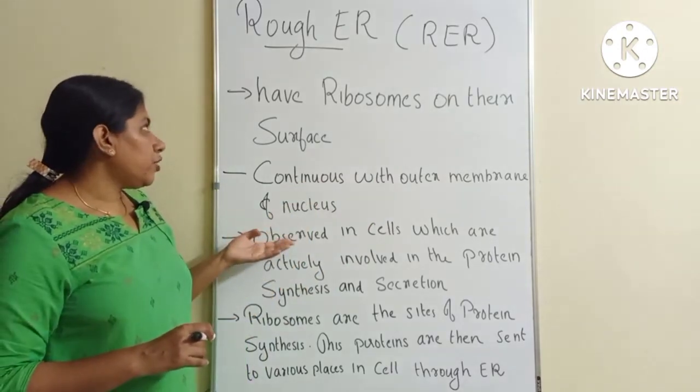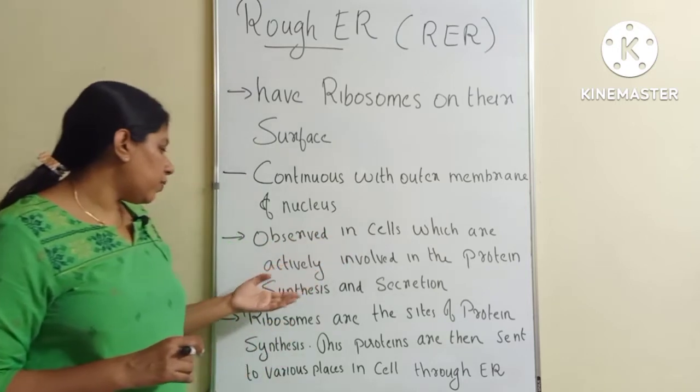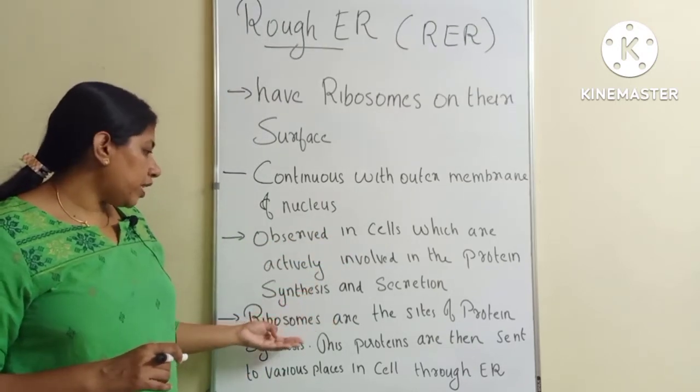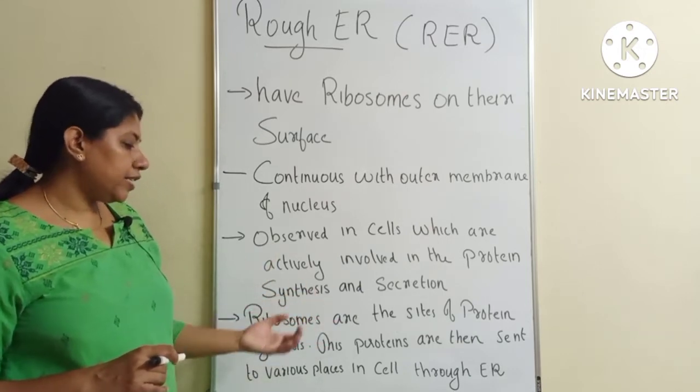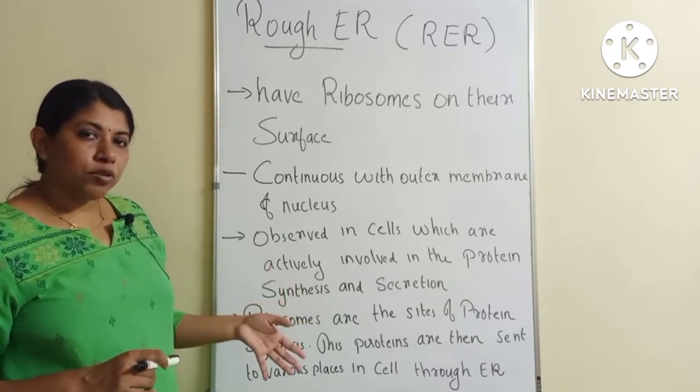Now, this kind of endoplasmic reticulum is observed in the cells which are actively involved in the protein synthesis and secretion, because ribosomes are the sites of protein synthesis. These proteins are then sent to various places in the cell according to their need through this endoplasmic reticulum.